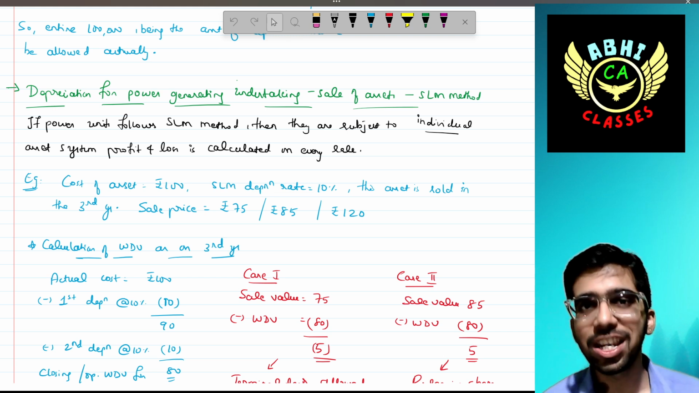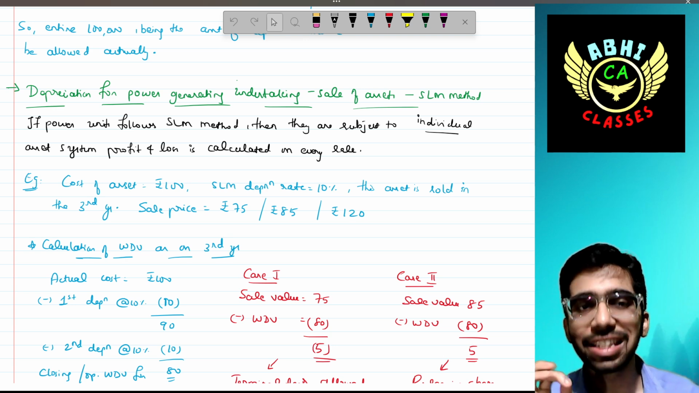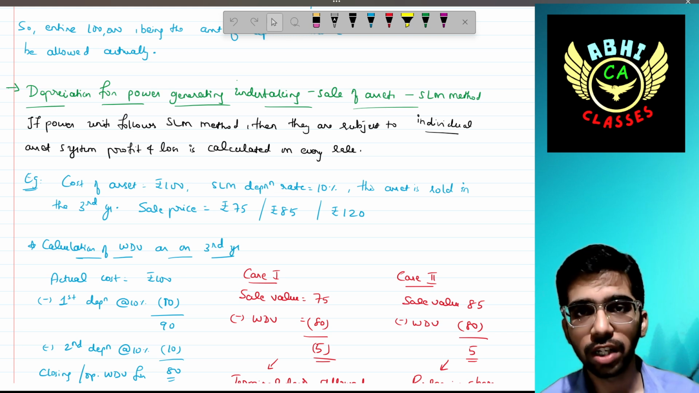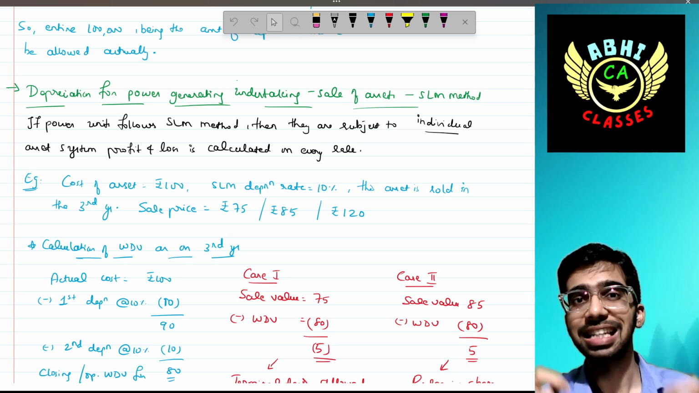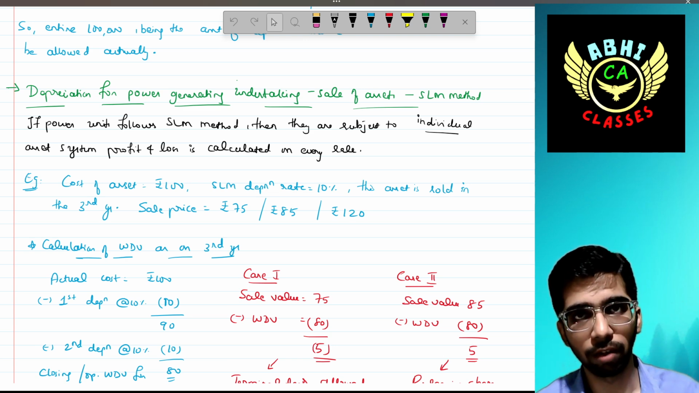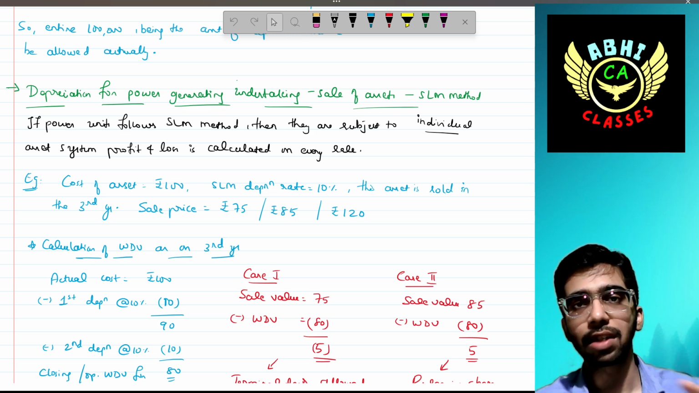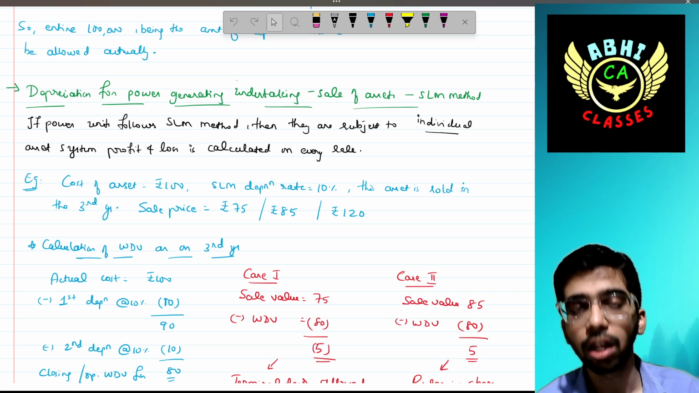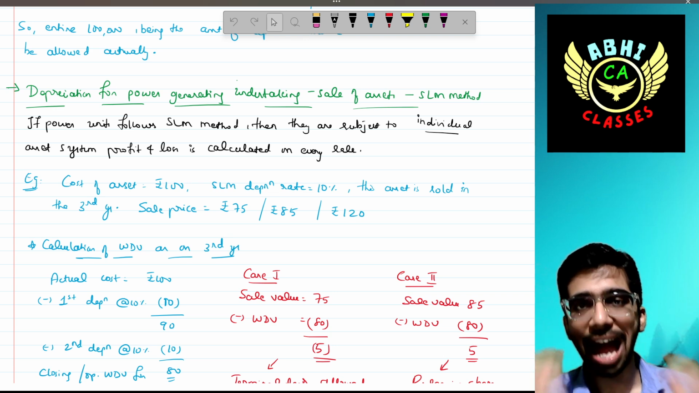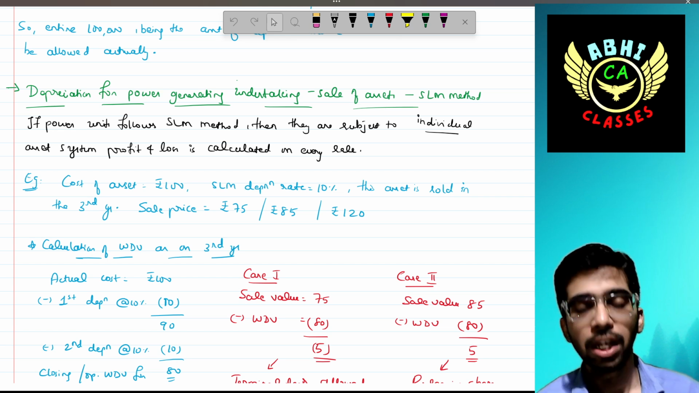Without wasting further time, we'll discuss the next topic, that is depreciation for power generating undertaking, the sale of assets or SLM method. We have already discussed that for power generating units there is an option to claim depreciation under SLM method. For other SSEs, they do not have any option like SLM method. They have to follow the WDV method. For power generating units, they have an option to claim depreciation under SLM method, that is straight line method. In that case, the following situation will arise.